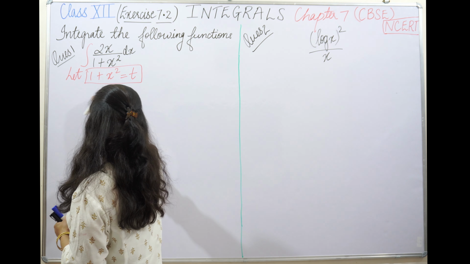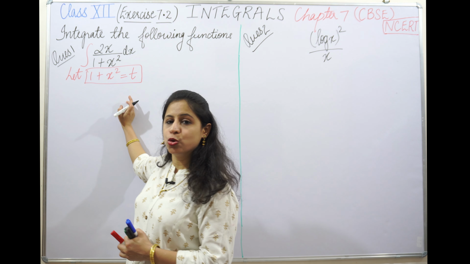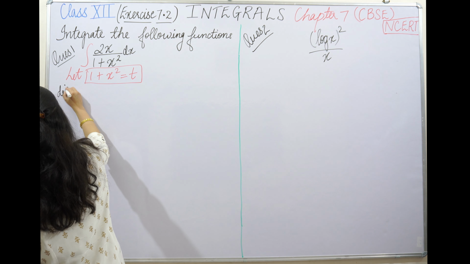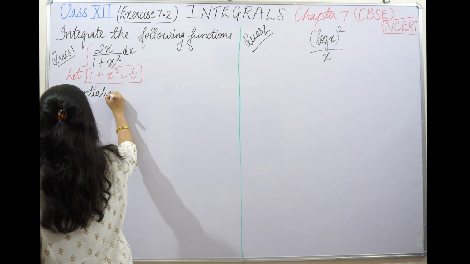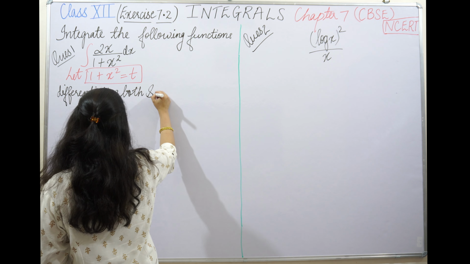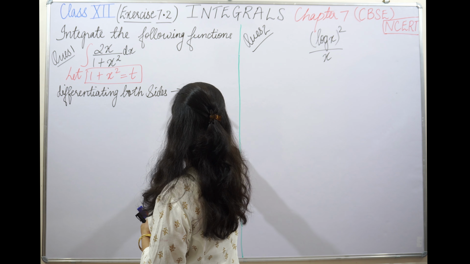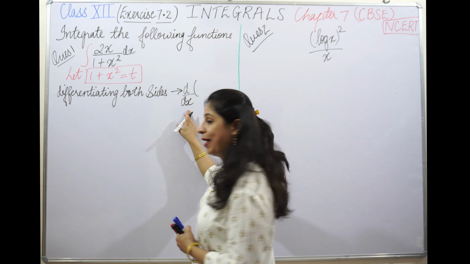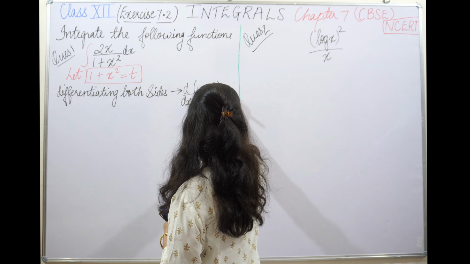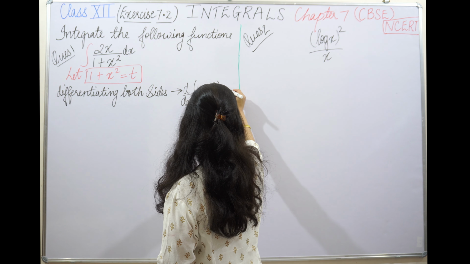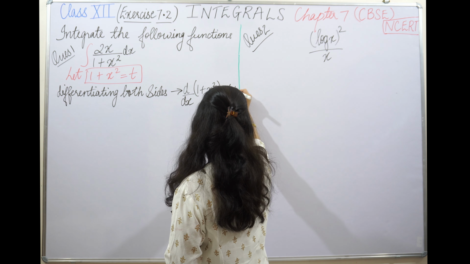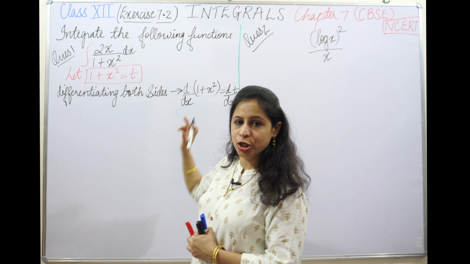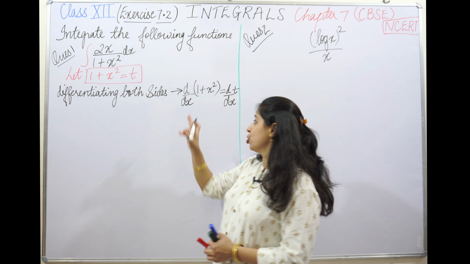Okay, so if we differentiate 1 plus x square equals t, we will be getting dt basically. So let us differentiate both sides. Differentiating both sides, we get 0, or you can write d over dx. Here we need to differentiate 1 plus x square with respect to x, and here also we are going to differentiate t with respect to x. Now when we differentiate this with respect to x, the differentiation of any constant is always equal to 0. So it will be 0.